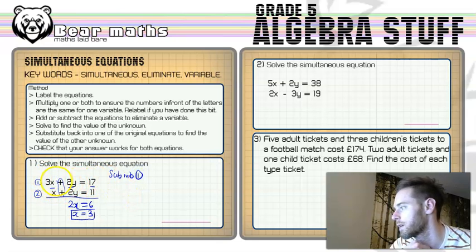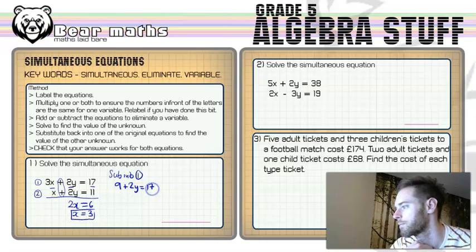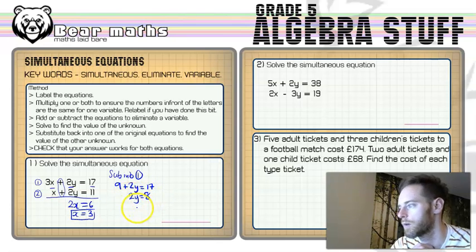Then I'm going to go 3 times 3, which is 9, because the value of x is 3. Okay, so that's going in there, 3 times 3. Remember, a number next to a letter means multiply. So that's then going to be plus 2y equals 17. Okay, take away the 9 from both sides, and that leaves us with 8. And then divide both sides by 2, y equals 4.